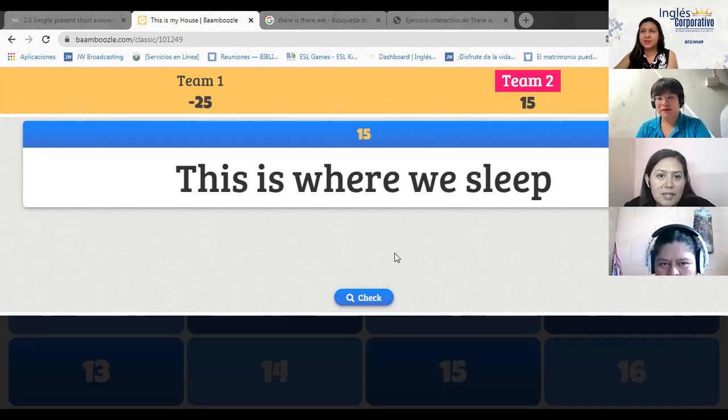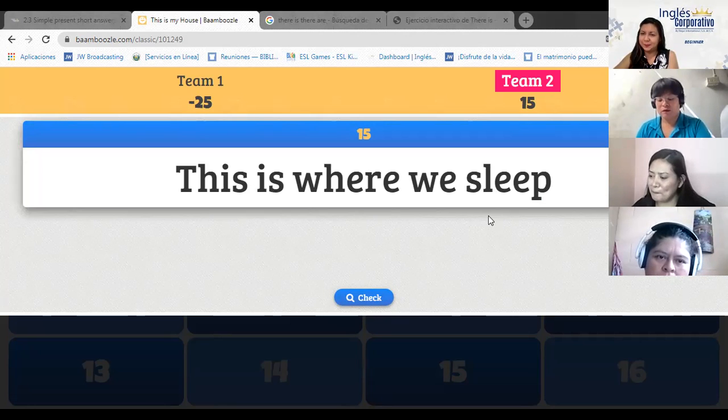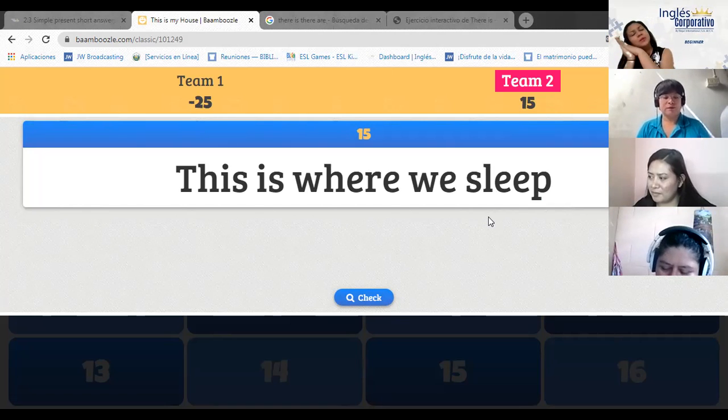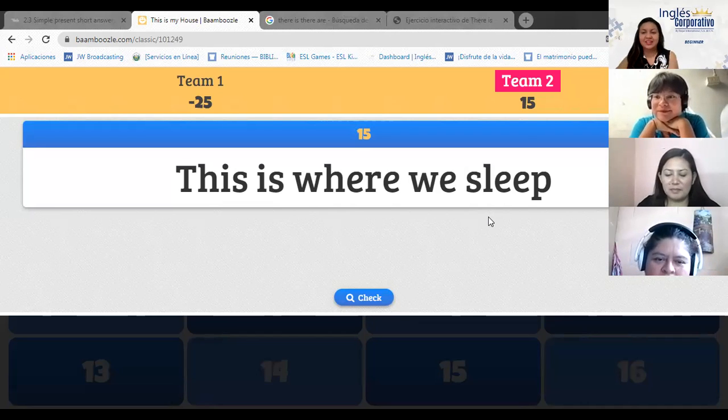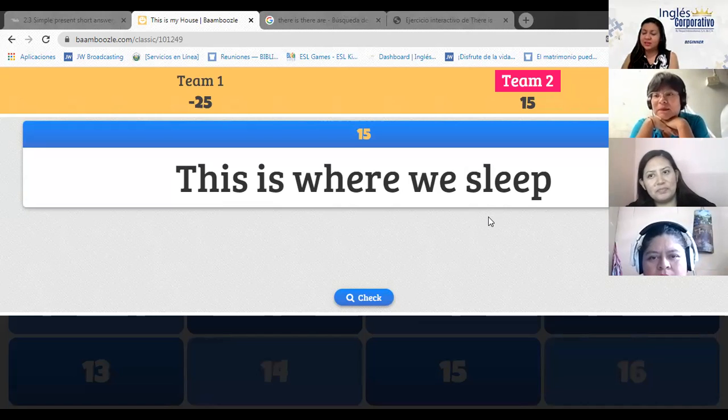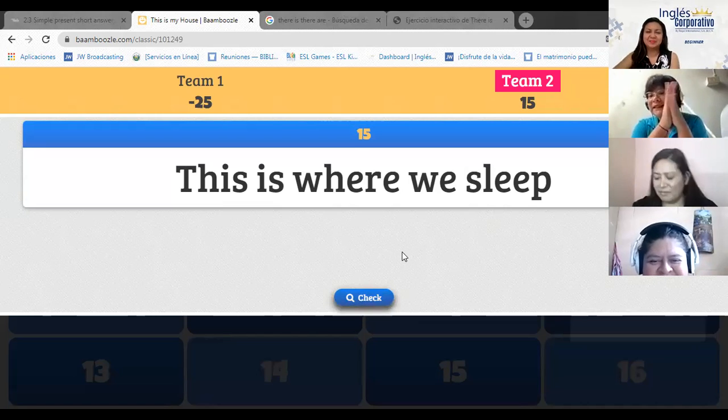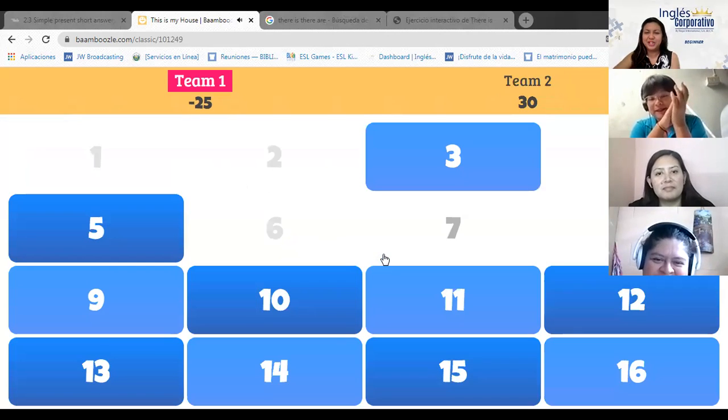Lo lee y dice la respuesta. This is where we sleep. No le escuché, Noemí dijo la respuesta. No, teacher, no. Es donde dormimos. This is where we sleep. Where we sleep. Right. Pedro. The bedroom, exactly. Okay, Noemi, good job.